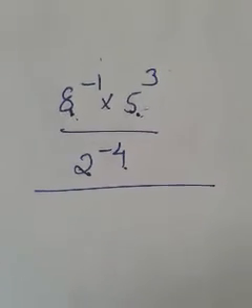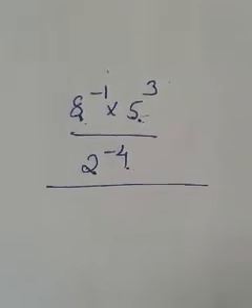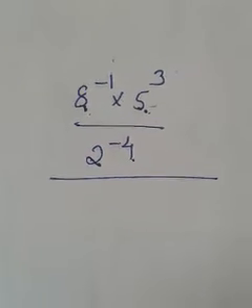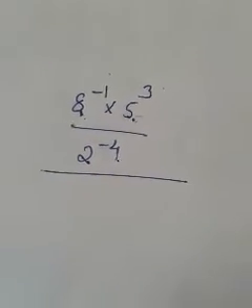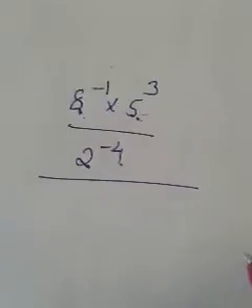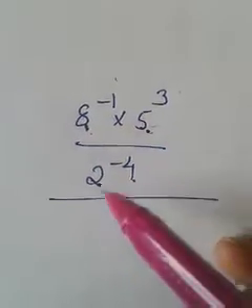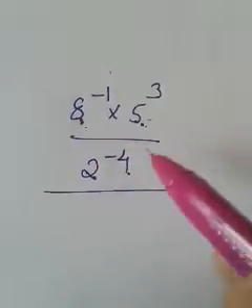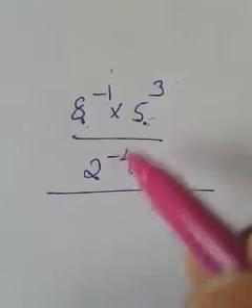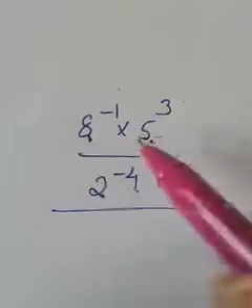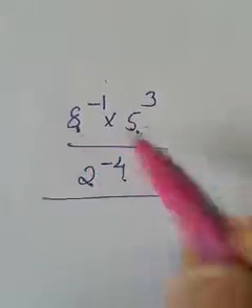In order to use some rule, we need the bases to be the same or the powers to be the same. Then only will we get a possibility for applying a rule. Here the base is different and the power is different, so we cannot use any rule. So in order to apply the rule, we have to make the powers the same or the bases the same.